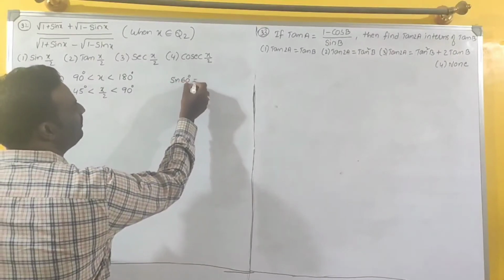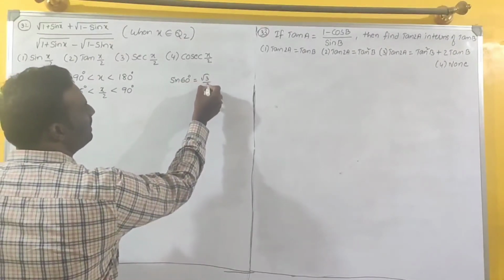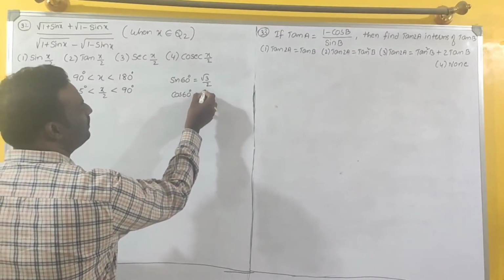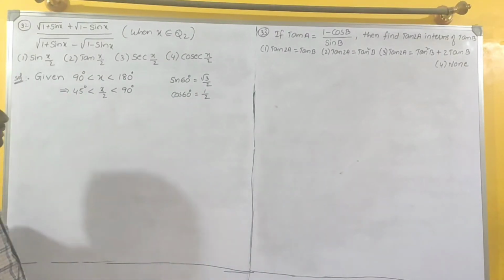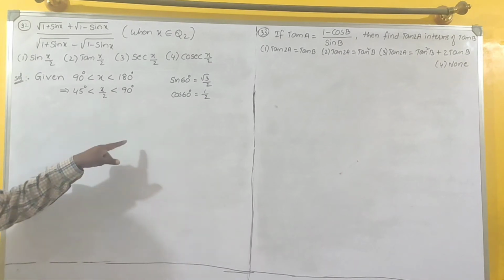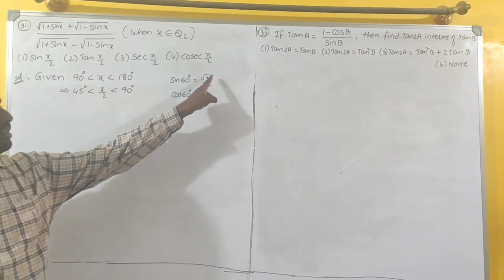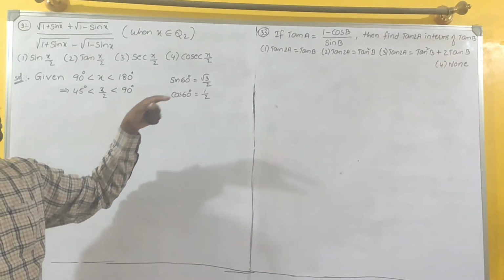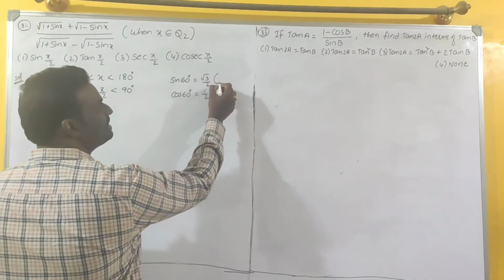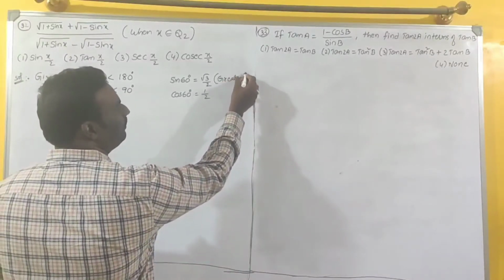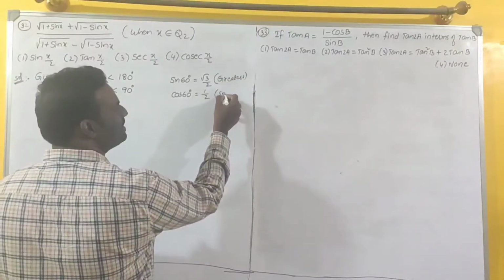sin 60 is root 3 by 2, cos 60 is 1 by 2. Why 60, sir? 60 lies between 45 to 90. Root 3 by 2 is more or 1 by 2 is more? Root 3 by 2 is greatest. This is smallest.